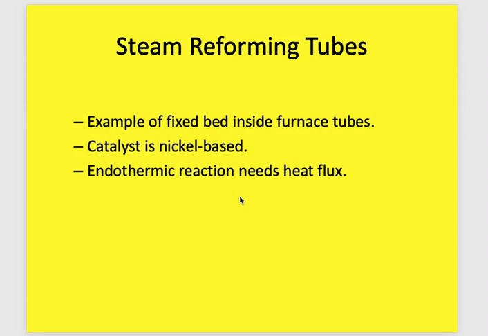Steam reformer. The steam reformer for producing hydrogen can be considered a fixed bed type. It is an example of a fixed bed inside the furnace tube. The catalyst is nickel based. Endothermic. This is one of the minority. Okay, an endothermic reaction needs heat flux. It absorbs heat all the time, and for this reason the reaction between CH4 and H2O happens at higher temperature. Okay, endothermic reaction.